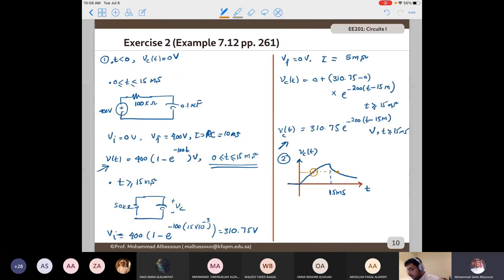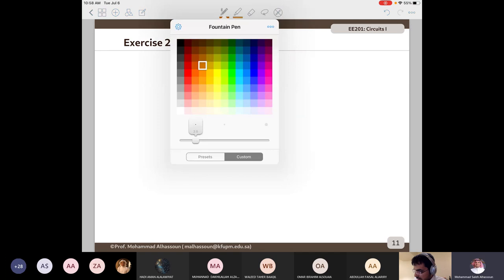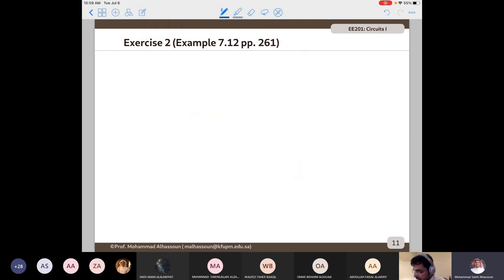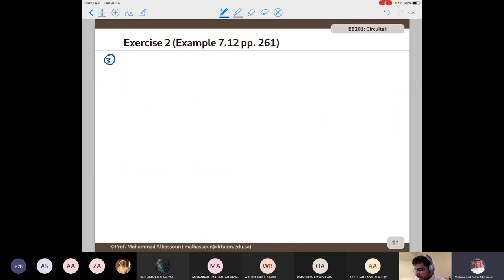So the first one can be found using the second equation, the voltage in the second interval, which is this one. So we need 200 equals 400 times (1 minus e to the minus 100 T). If we solve for it, we end up with T1 equals 6.9 milliseconds. Okay, that's what you said.